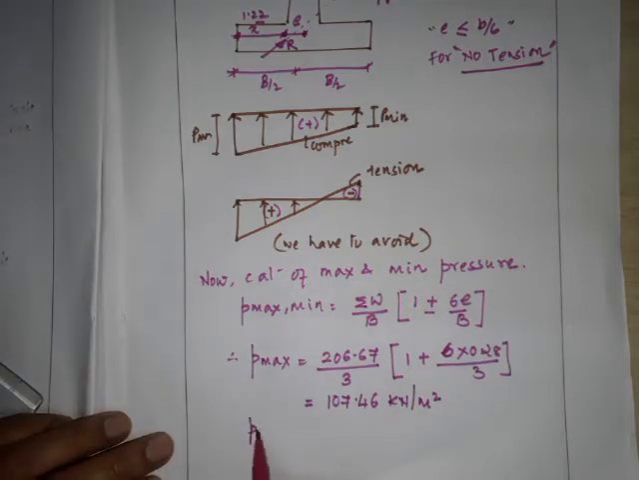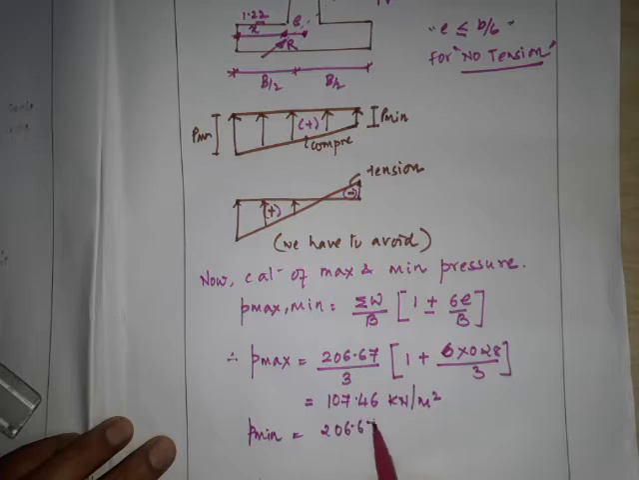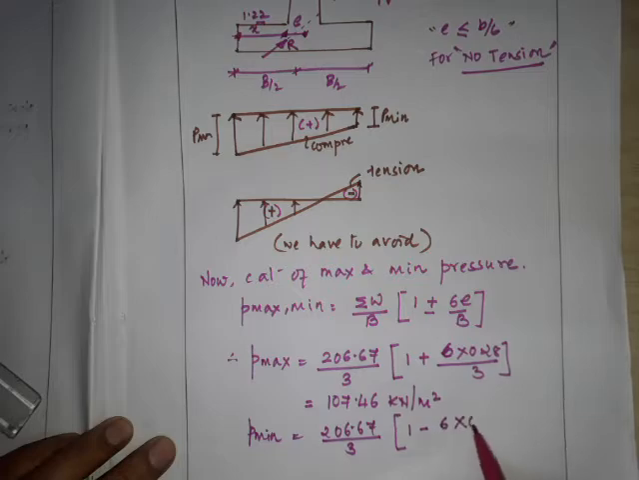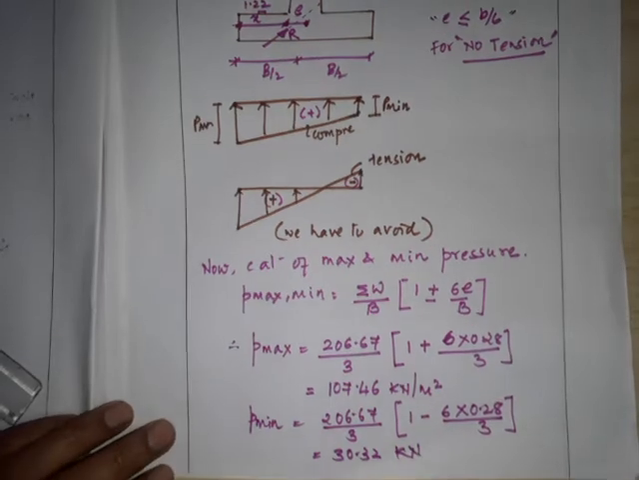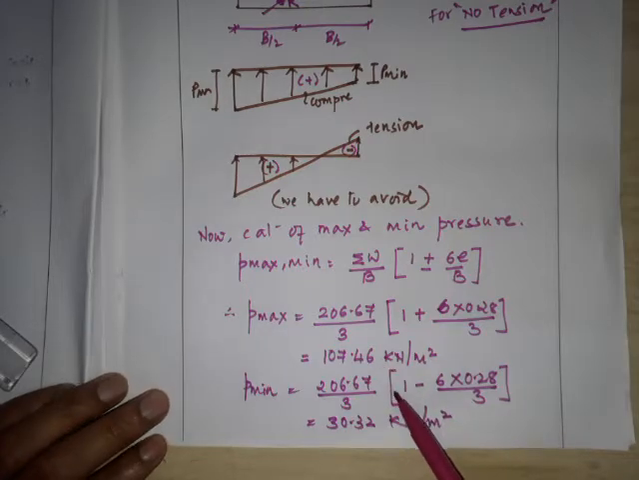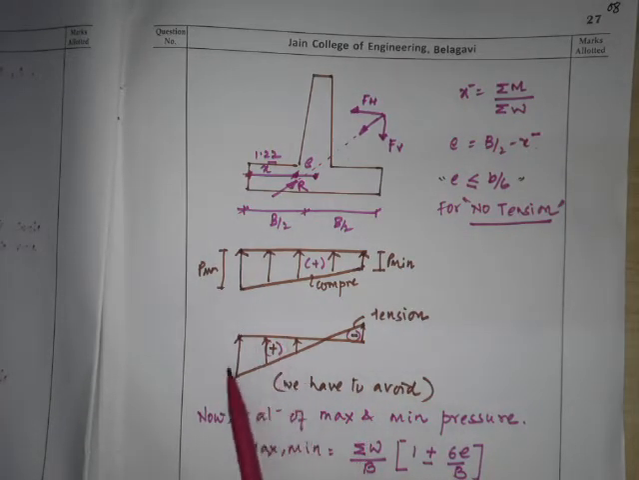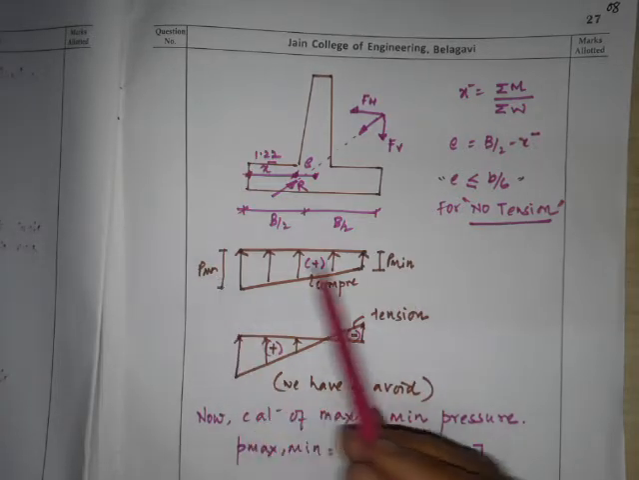And P minimum, you have to use the same: 206.67 divided by 3 into bracket of 1 minus 6E, E is 0.28, divided by 3. So we get this as 30.32 kilonewton per meter square, and that is also positive. So means we get this type of pressure distribution diagram. Suppose if you get negative here, means we have compression as well as tension, and this should be avoided. So we got this P maximum and P minimum.